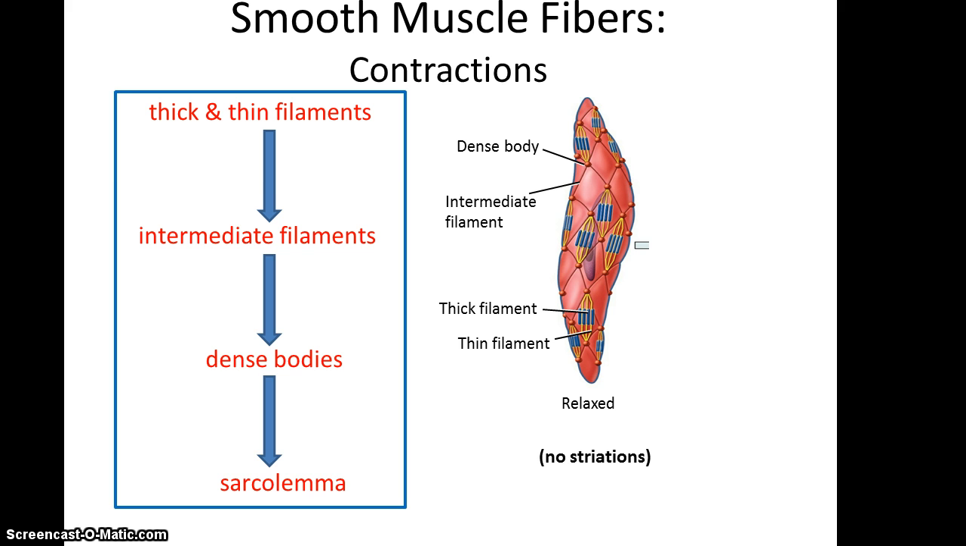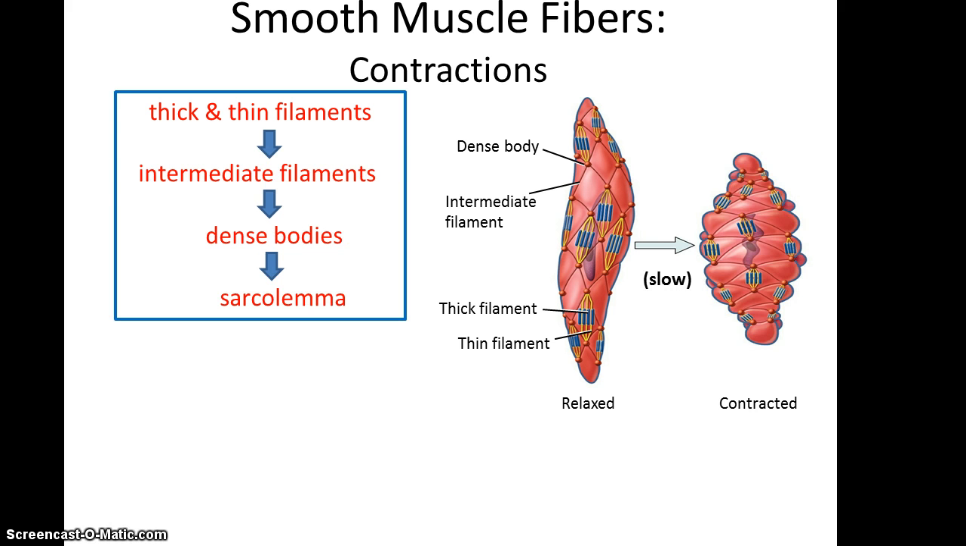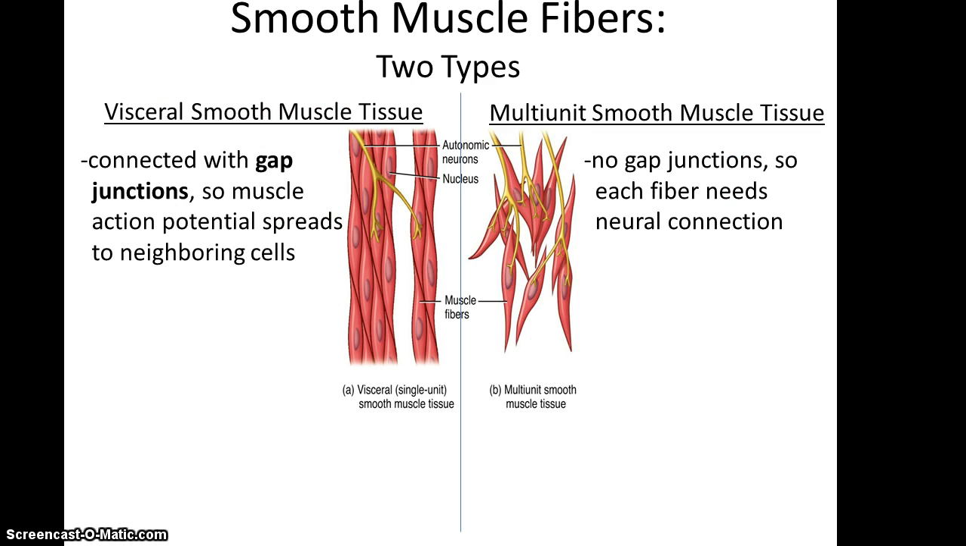And so when these cells are signaled to contract, the shifting of the thick and thin filaments over each other then pulls on the intermediate filaments. The intermediate filaments then pull on the dense bodies, and the dense bodies end up pulling the cell together, forming a shorter cell. But this whole process is much slower than you'd find in skeletal muscle cells.